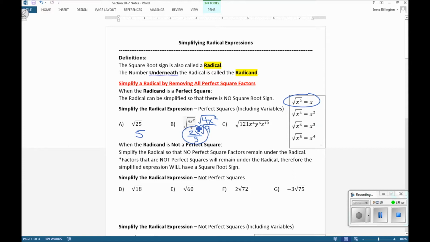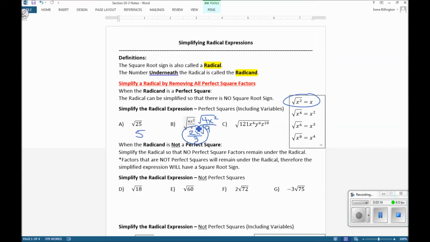Then we have the square root of 121, x to the 4th, y to the 6th, and z to the 10th. So since I have multiple terms here, we need to square root each individual piece of this expression, okay? There are 4 different factors: 121, x to the 4th, y to the 6th, and z to the 10th.